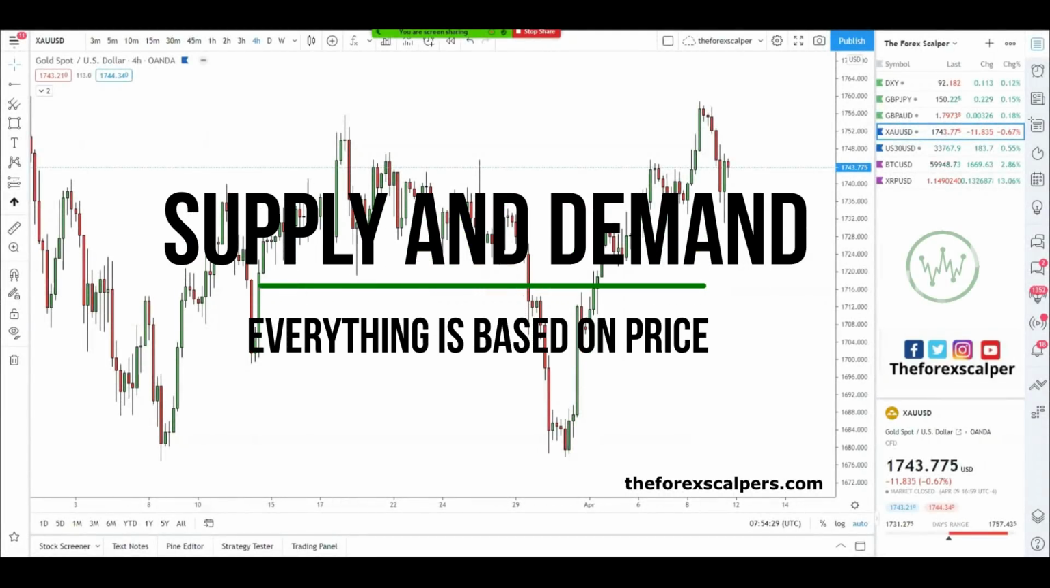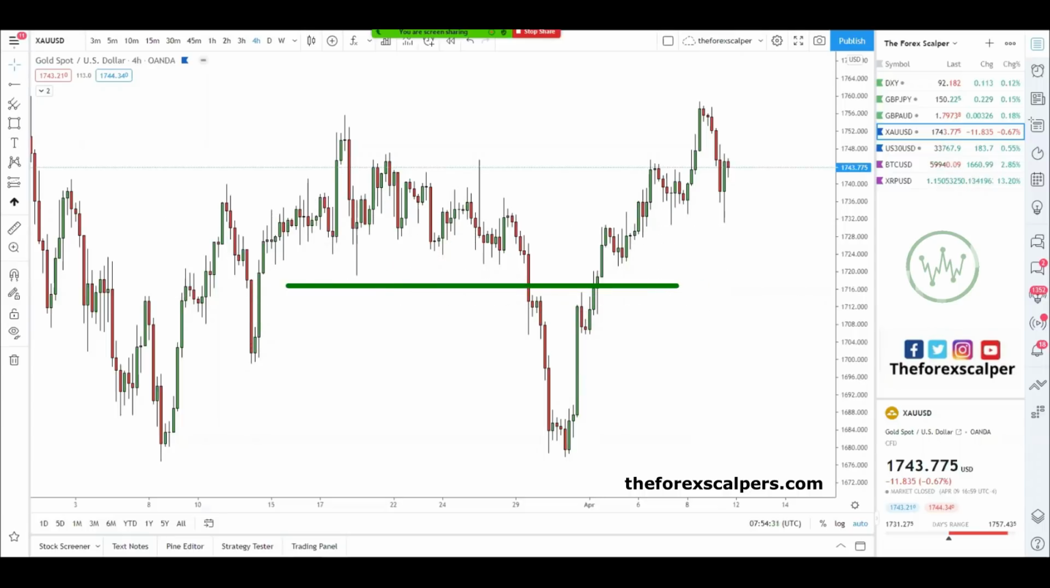Everything is based on price. I'm gonna talk a little bit about that. I think it's very critical to understand that this complete market is based on price. It's also very critical to understand, if you're buying and selling at certain points, why you're buying and why you're selling at a certain point.